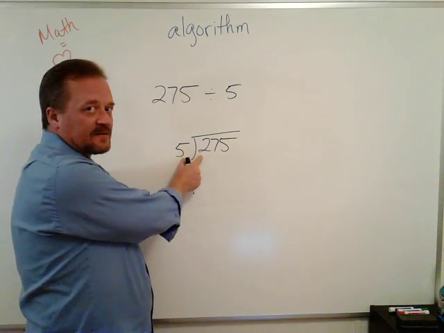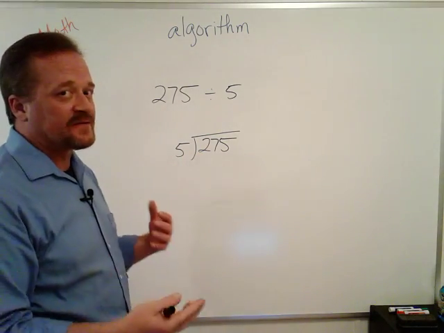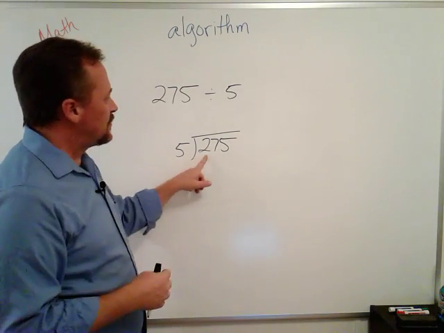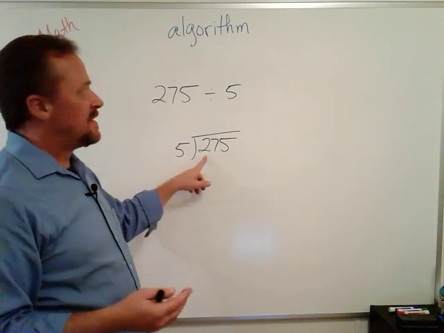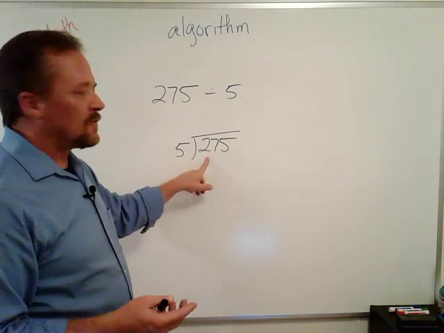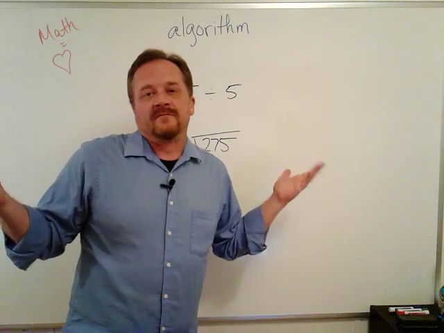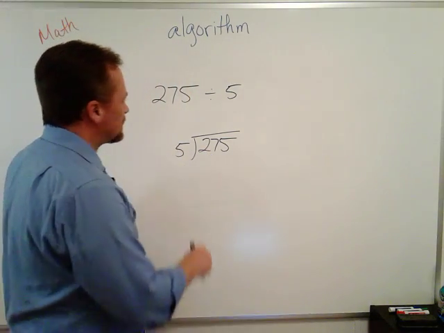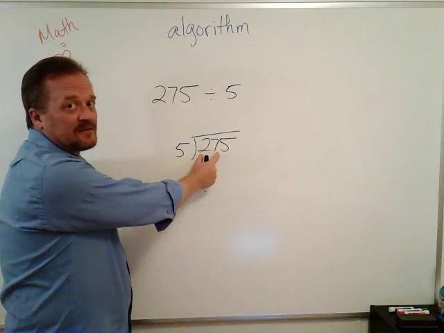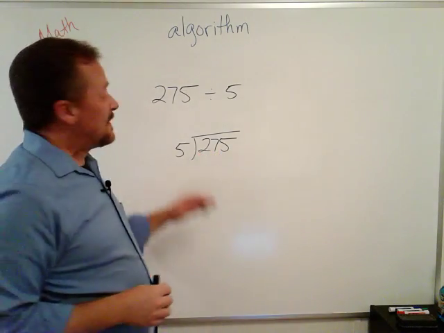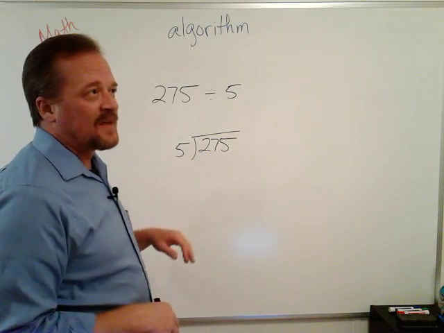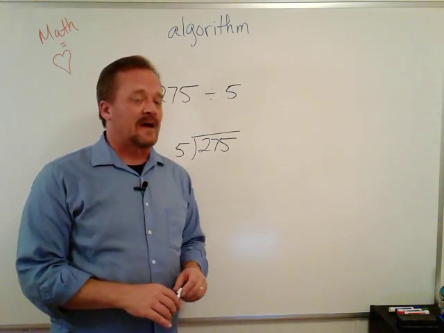The two numbers that are closest to each other, we ask ourselves as we're going, does 5 divide 2? In other words, can 5 go into 2? And the answer is no, because 5 is bigger than 2, so that doesn't make any sense. So instead of looking at the 2, I expand my vision to 27, and I ask myself the same question. Does 5 go into 27? Can 27 be divided by 5? And in this case, that's possible, absolutely.